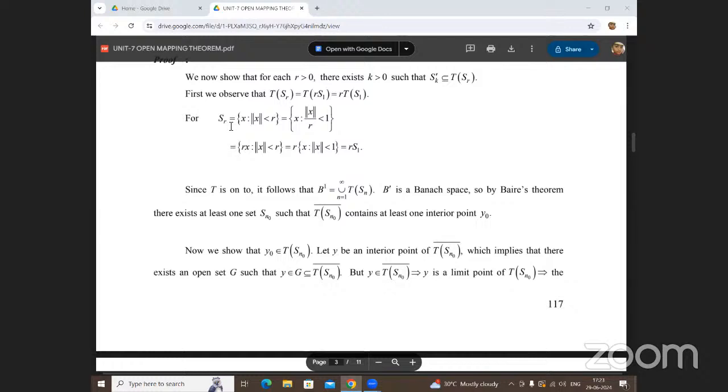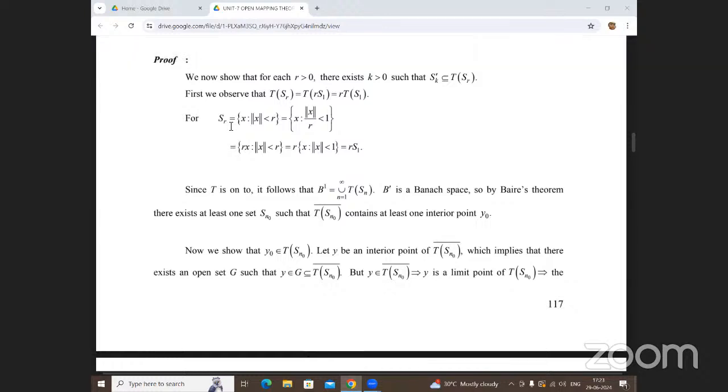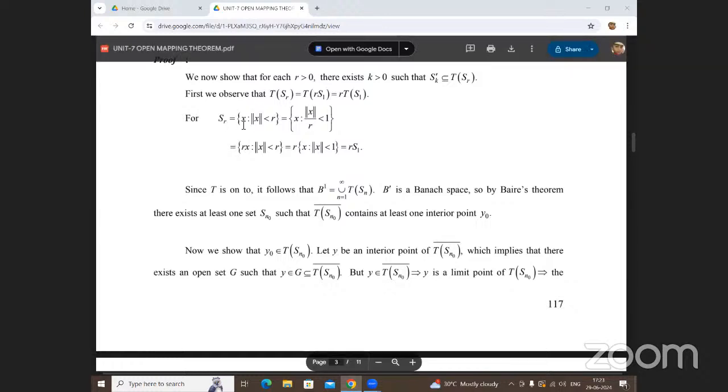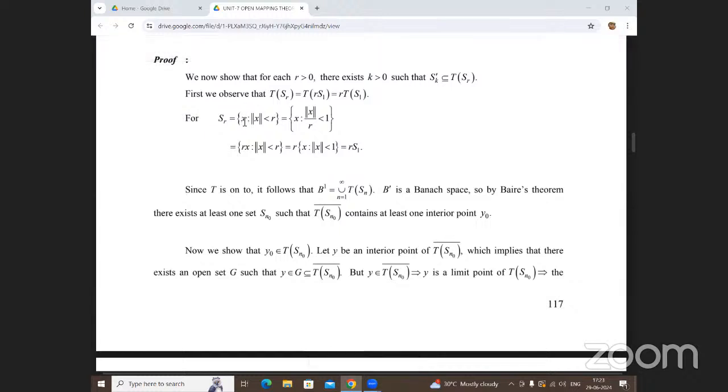Now what is the meaning of S_r? The open sphere of radius r is represented in roster form, where x is an element and the center is given. According to the norm condition, norm x is less than small r. We can divide throughout by r: norm x by r is less than r by r, which is 1.